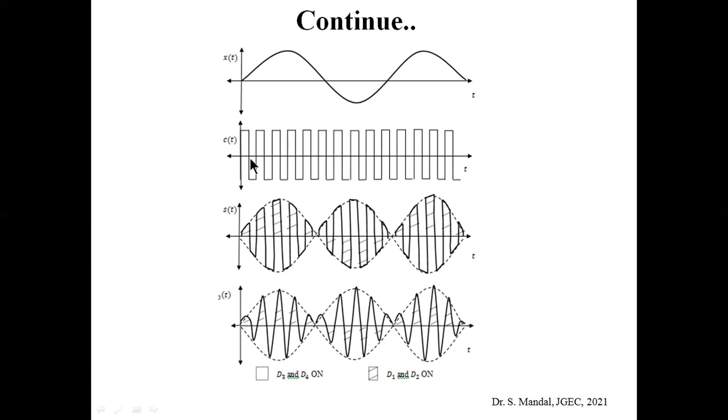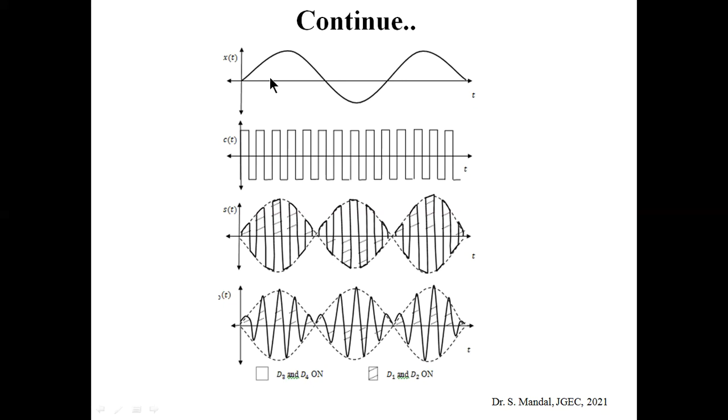Consider this area. Ultimately the polarity will be negative. In that case, when the polarity is negative, D3 and D4 will be on. So we get this output for D3 and D4, when D3 and D4 are on but D1 and D2 are off. So in the positive half cycle D1 and D2 are on, and D3 and D4 are on in the negative half cycle.